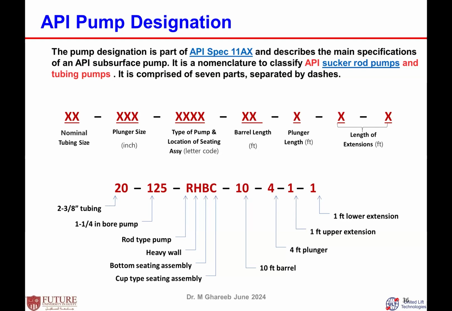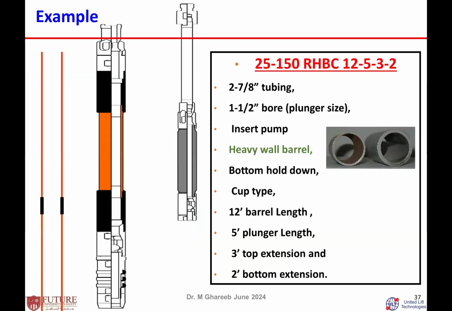Let me give you an example just to clarify this a little bit more, just to make sure you understand this well. This is a pump, what we have in front of us. This is an insert pump, and this pump will run inside the tubing. This tubing is 2 7/8 inch tubing. The plunger diameter or inside diameter of the pump is a 1.5 inch pump. It's an insert pump. The pump barrel, this barrel, is heavy wall. See this picture, the thickness of the barrel, as a steel. The right one is heavy, the left one is thin wall. It's heavy wall.